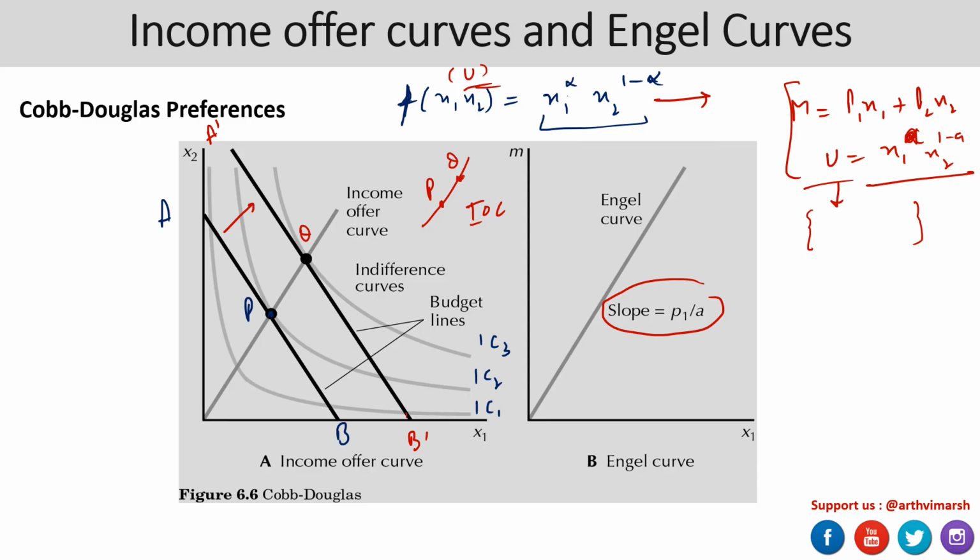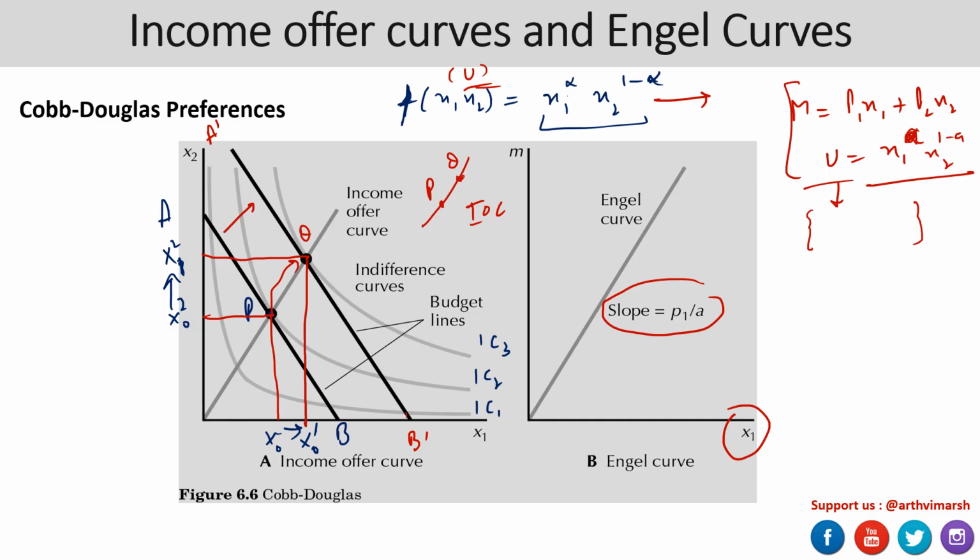So what about the Engel curve? We can observe here that when the income increased, we moved from point P to Q, and corresponding to this we can observe what happened to the demand for X1. The demand for X1 increased from point X0 to X0 prime, right? And for X2, it went up from X02 to X12, let's say. So this was the change. It increased for both, right?